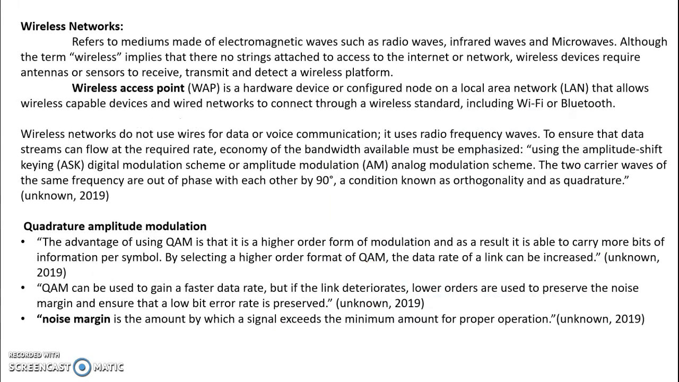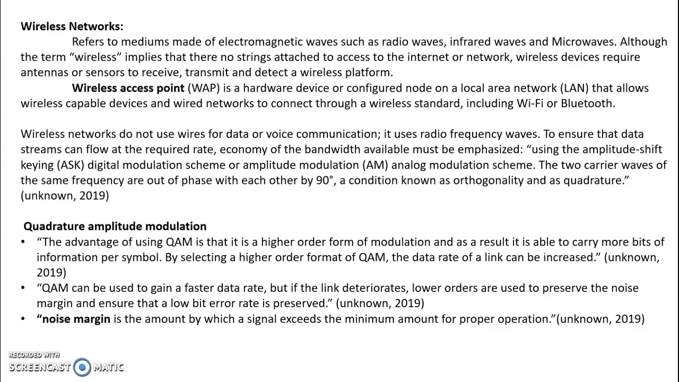So wireless networks refer to mediums made of electromagnetic waves such as radio waves, infrared waves, and microwaves. Although the term wireless implies that there are no strings attached to accessing the internet or network, wireless devices do require antennas or sensors to receive, transmit, and detect a wireless platform.